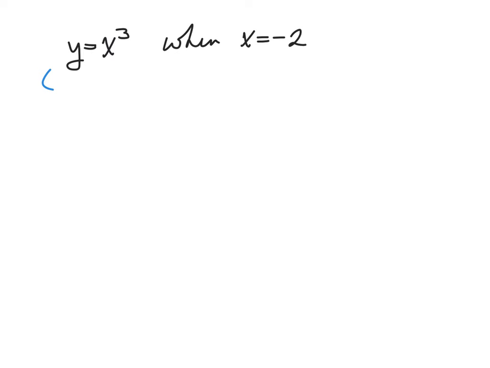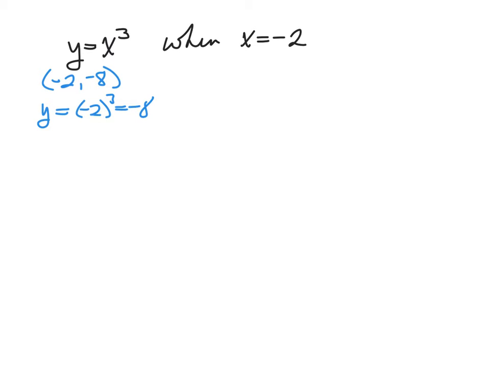We need to have a point. We know the x coordinate is going to be negative 2, but to find the y coordinate, we're going to take negative 2 and cube it, which would be negative 8. So that's our y coordinate. Next, we have to find the slope of the tangent line.